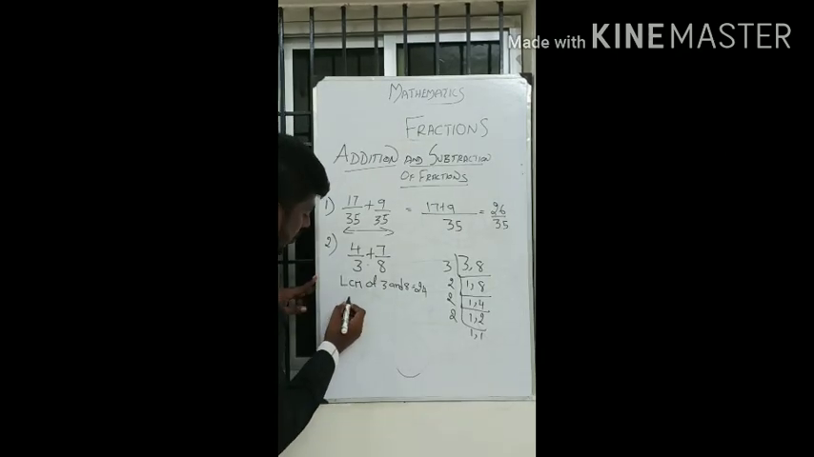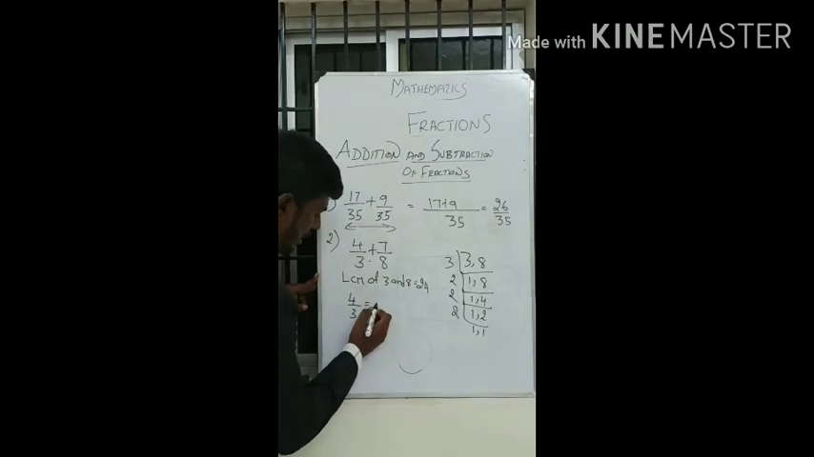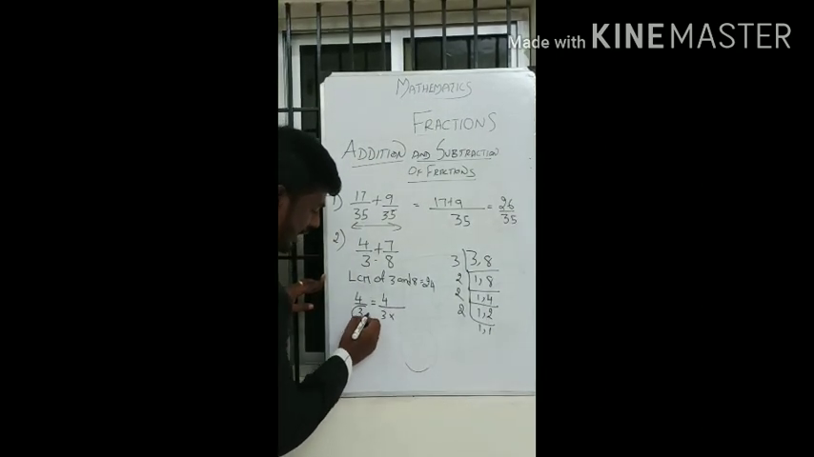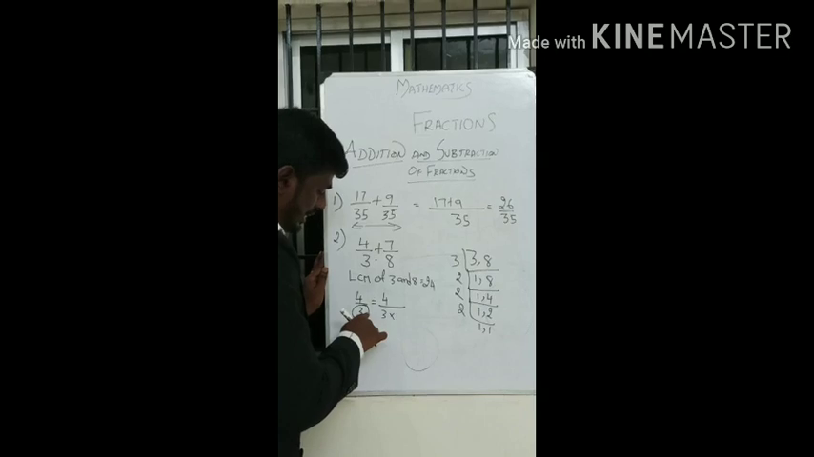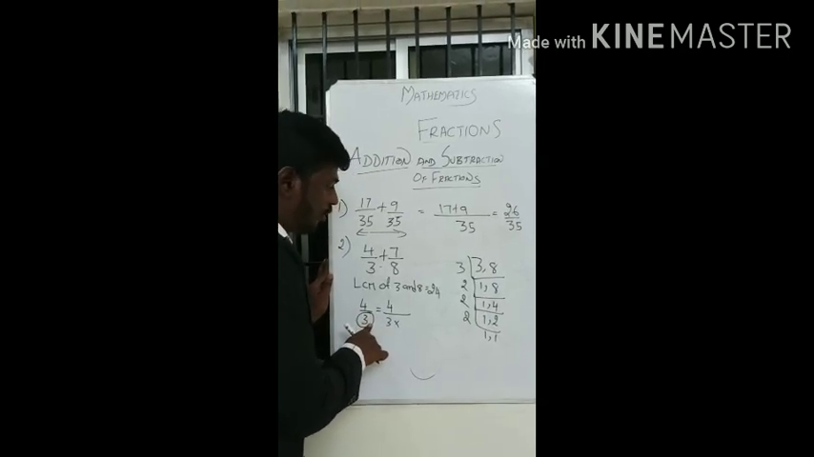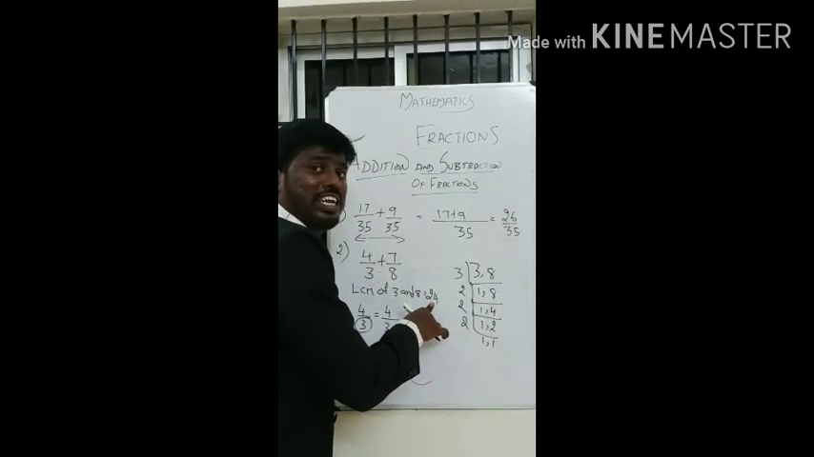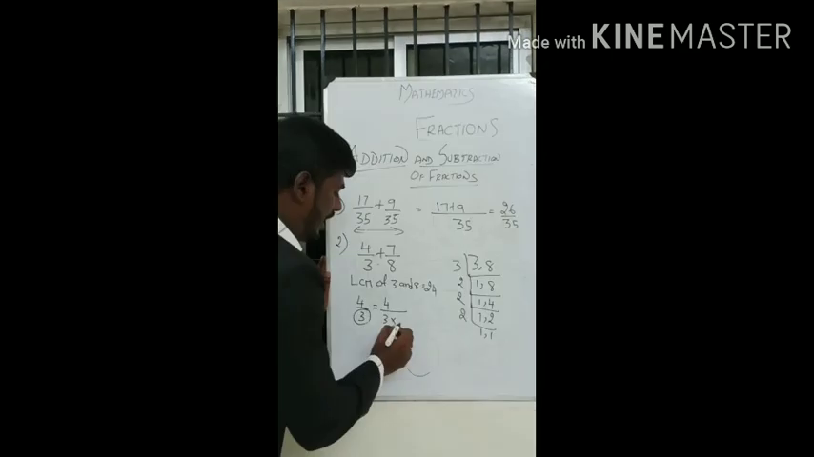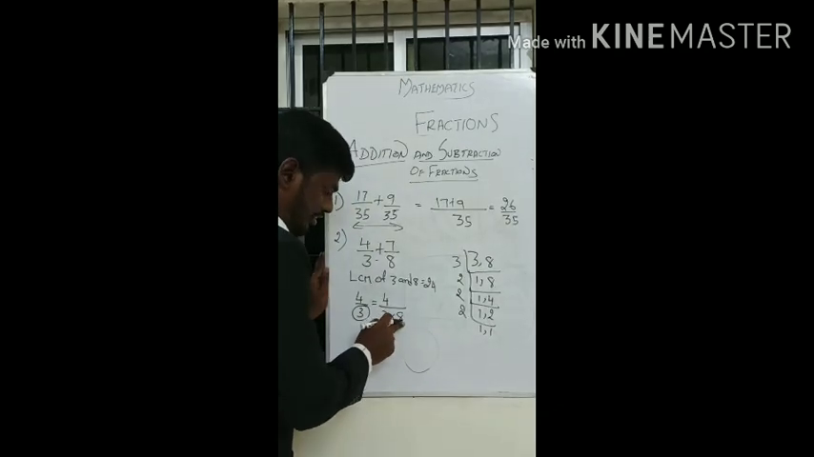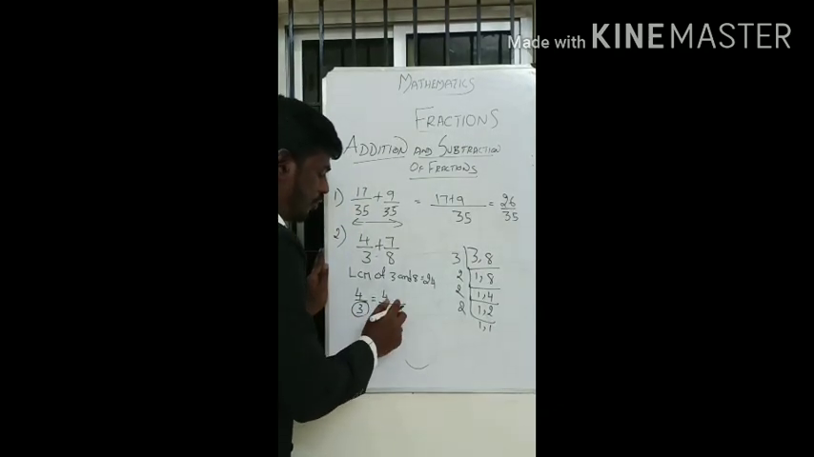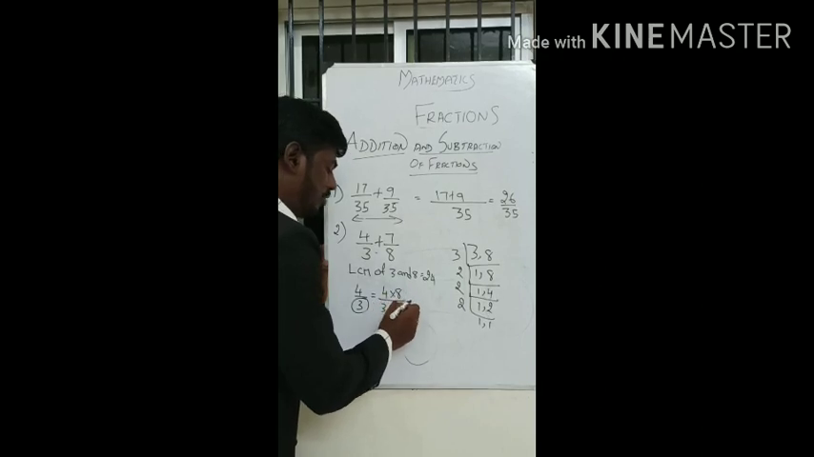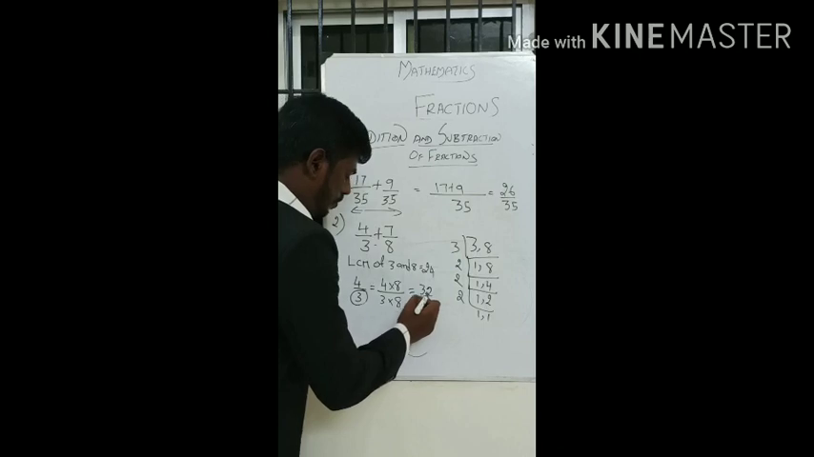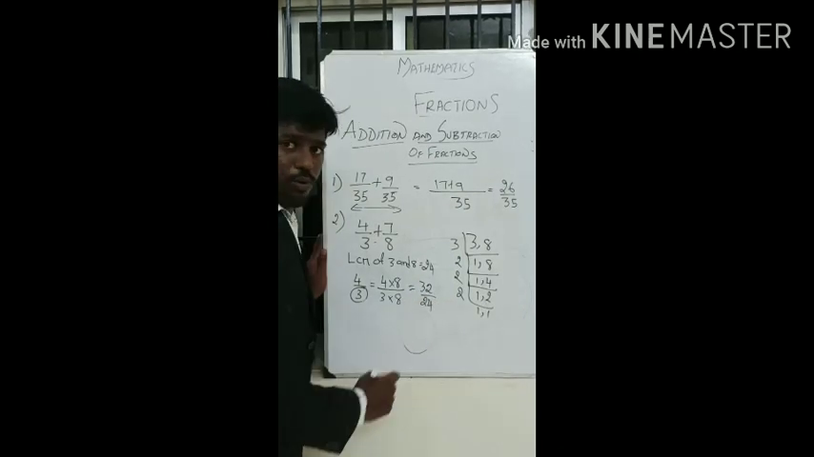Let me go for the first number, 4 by 3. Listen children, very important method. 4 by 3. You see the denominator here. In this denominator 3, you have to see how many times it will get divided into 24, or how many times it gets multiplied. So 3 8s are 24. The same number you have multiplied by 3 to get 24, you have to multiply the same with the numerator. 4 8s are 32 and 3 8s are 24.